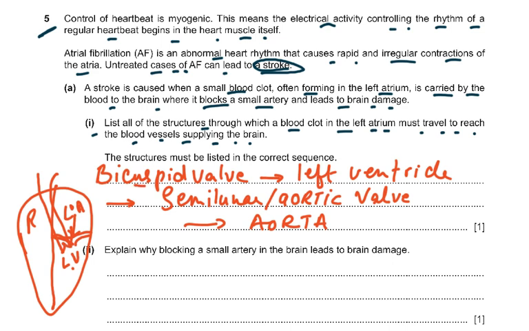So bicuspid valve, left ventricle, semilunar valve, or it's also called the aortic valve, and then it enters the aorta, and the aorta forms an arch, and then there are going to be blood vessels or arteries which are going to the brain. So you have to give me bicuspid valve, left ventricle, semilunar valve, and the aorta. And this was only for 1 mark. So all the 4 should have been present: bicuspid valve, left ventricle, semilunar or aortic valve, and the aorta.